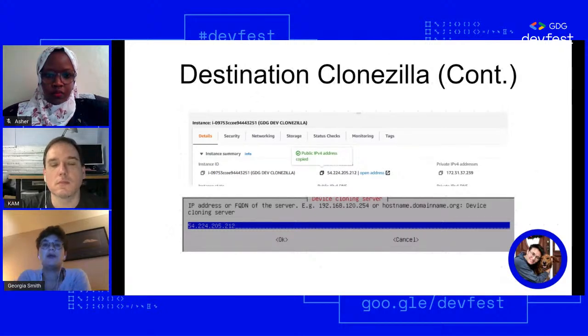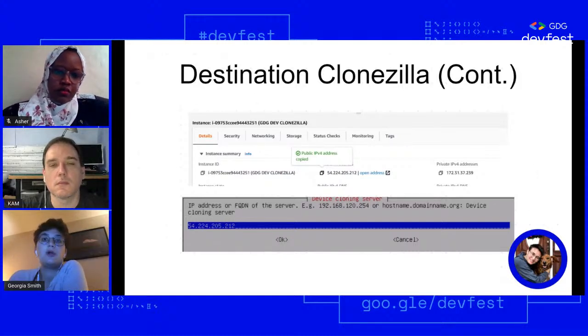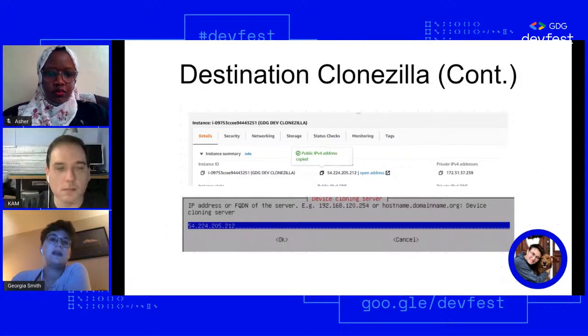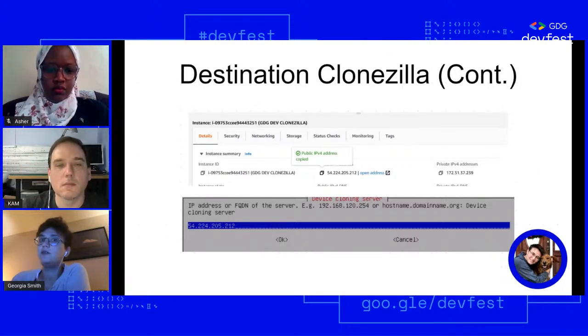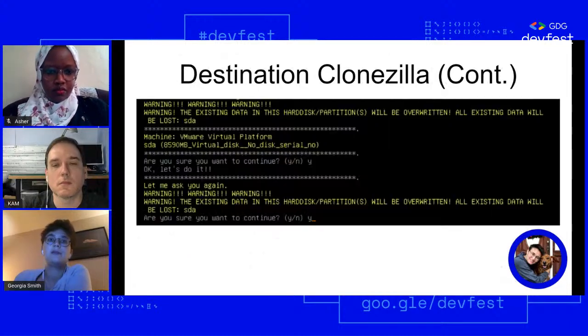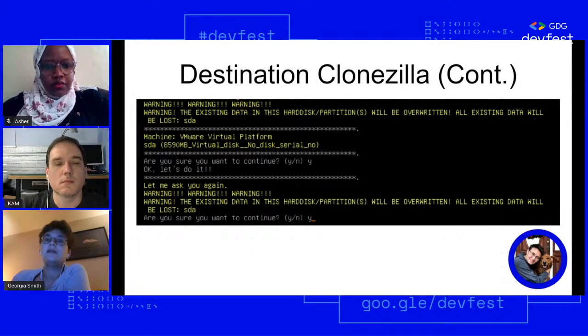Now you're going to have to go in and pull your IP address from your Clonezilla server, or your hostname if you have a hostname set up. And you should probably already have very easy access to it. And then you just plug that in and it automatically connects you to the AWS instance of Clonezilla. Next slide.